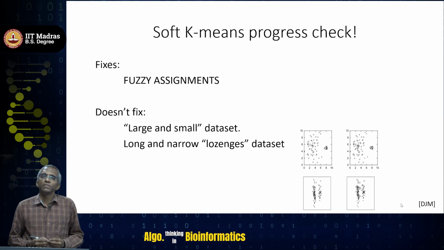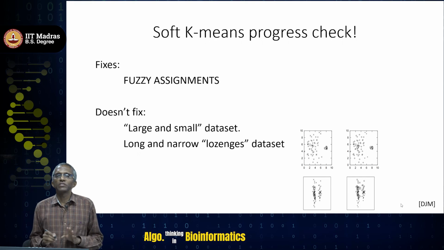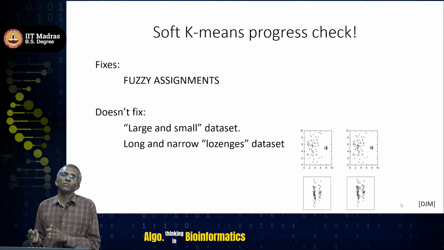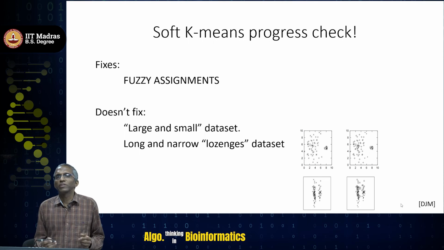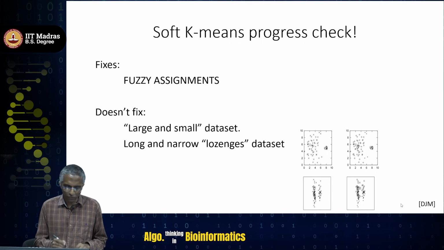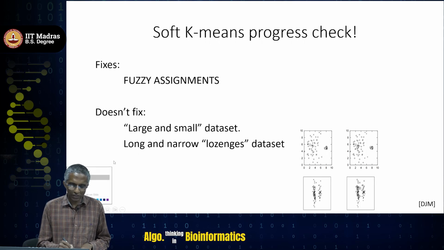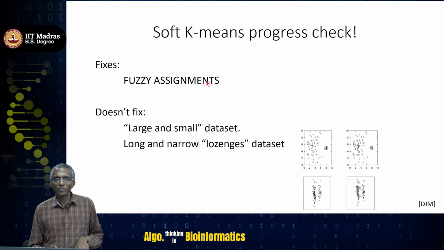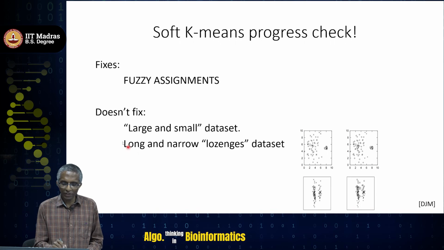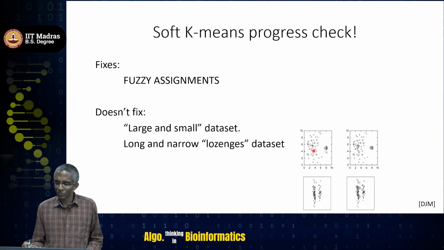So now that we have established the connection between soft k-means clustering and the parameter learning of probabilistic mixture models in great detail, let's exploit that connection to address the remaining 2 pitfalls of k-means that we have not addressed so far. What we have addressed so far is the fuzzy assignment of data points that are in between 2 clusters. We have made soft k-means fuzzily assign them to both clusters. But what we have not fixed is these large and small data sets. This is large and small in 2 ways.